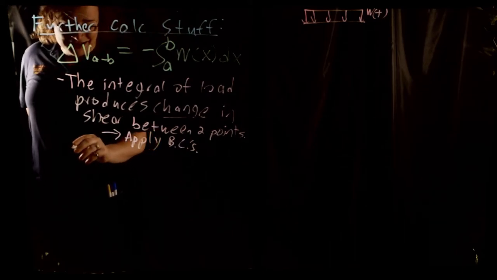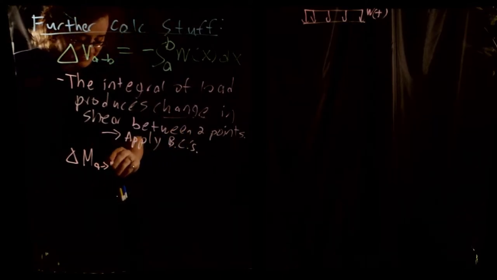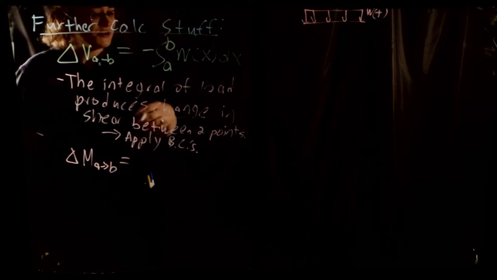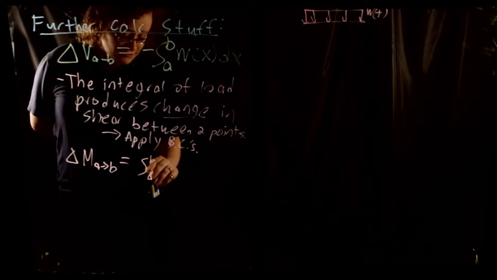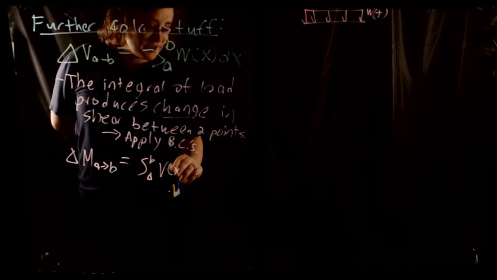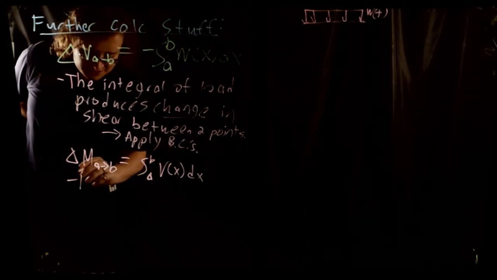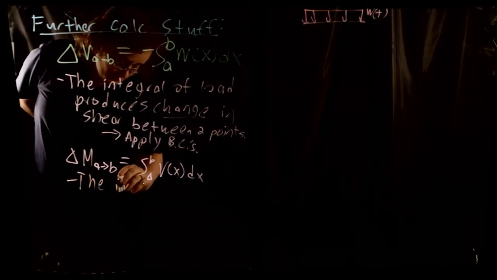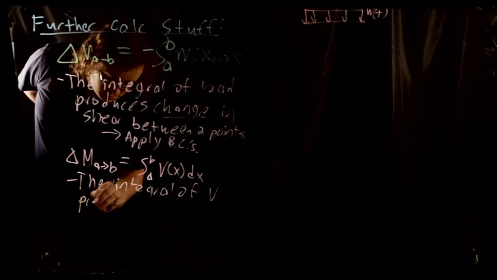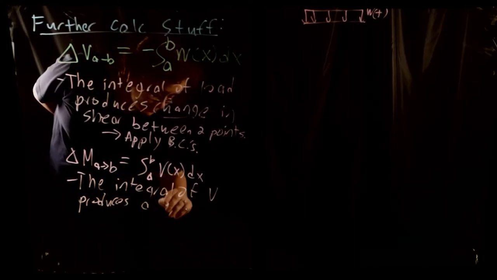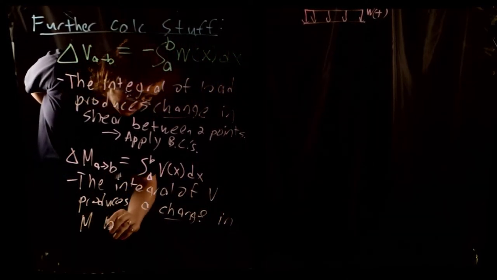Anyway, the same kind of thing applies on the moment, except there is no negative on the moment equation. We don't need the negative to make the math work there. And the same sort of thing applies here: the integral of shear from A to B does not give you a moment. The integral produces a change in M between two points.